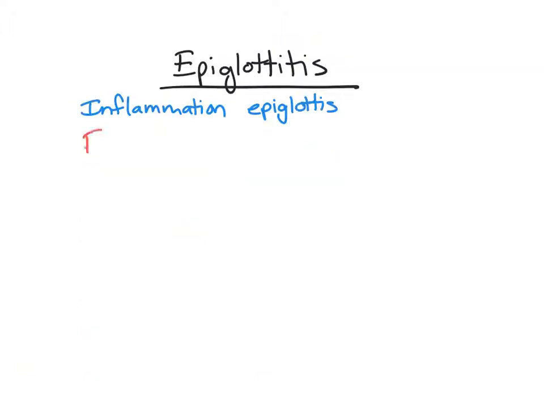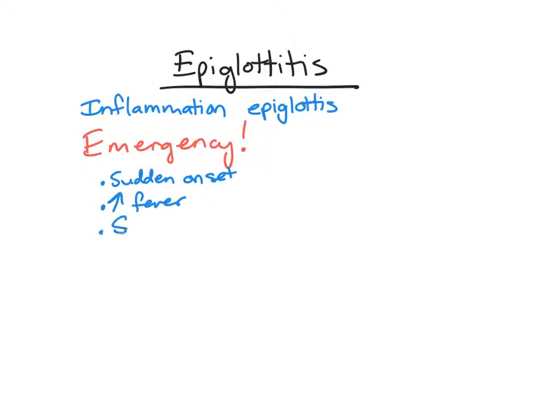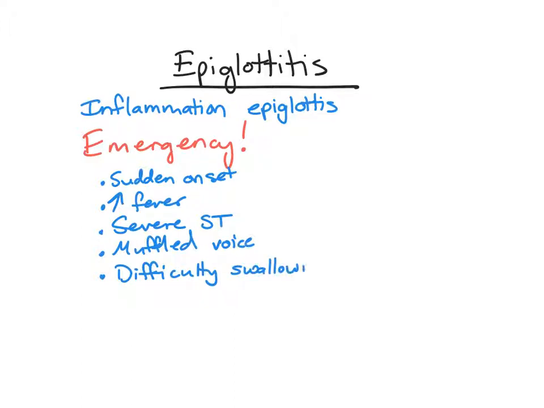So epiglottitis is an emergency. The signs and symptoms look a little bit like croup, but much more severe. So it is usually a sudden onset. We usually see a high fever, a severe sore throat, this muffled, funny sounding voice. Some people say it sounds like they have a mouthful of marbles or a mouthful of potatoes. And they can have difficulty swallowing or very painful swallowing, so that as the disease progresses, they'll actually just drool rather than swallowing their own saliva.